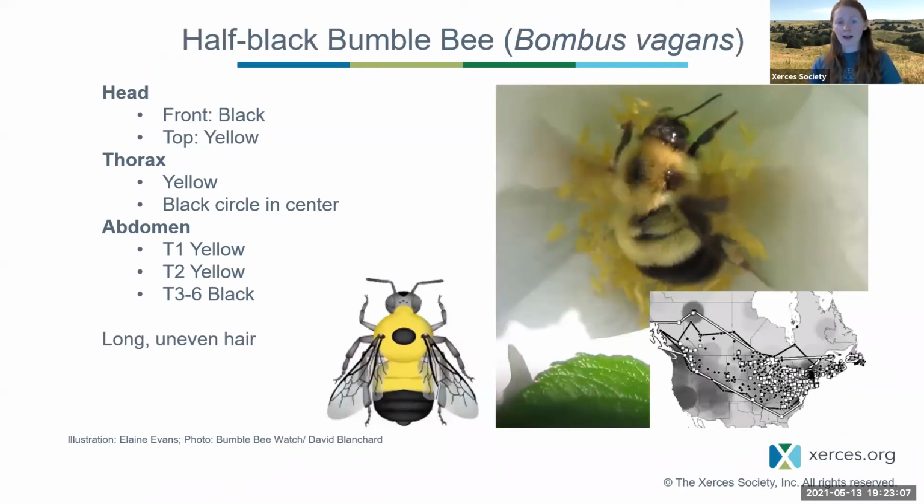Then we have the half-black bumblebee, or Bombus vagans. Again, this one is similar to the last couple, right? It has yellow on both the first and second abdominal segments. The difference for vagans is that that second abdominal band is yellow all the way across. So there's no W pattern, there's no crescent pattern. It's a solid stripe all the way across the abdomen. This one also has long, uneven hairs, so it's easier to differentiate between the brown-belted and the half-black.